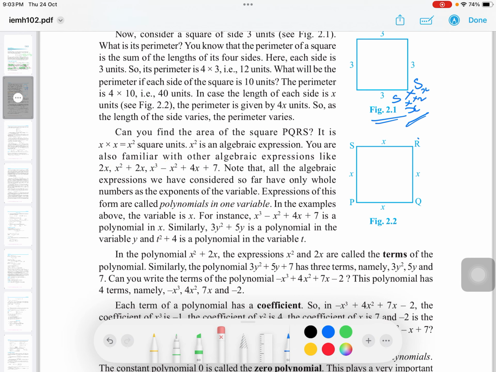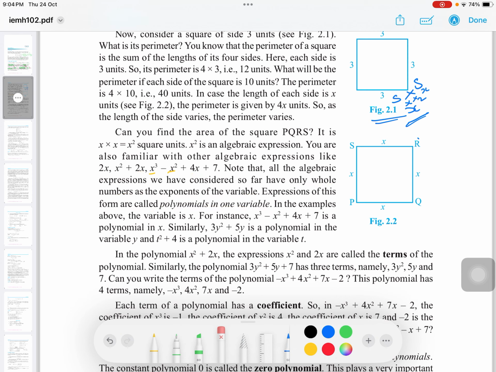Okay, so those expressions that have only whole numbers as exponents of the variable are called polynomials in one variable. Okay, suppose you have x square plus y square. This is a polynomial as it has exponents as whole numbers. It's in 2 variables. Okay, it's very obvious. Now you have only one variable, namely x. 2 நின்னுச்சுனா இது வந்து 2 variables இருக்கும்.